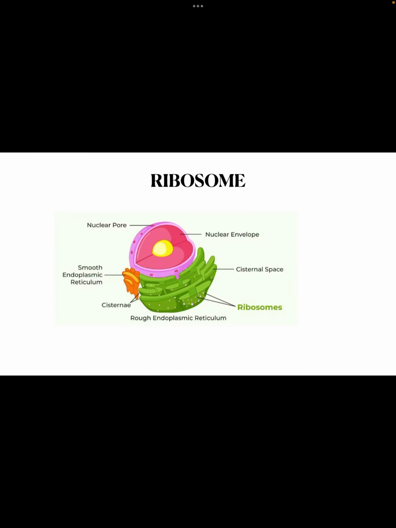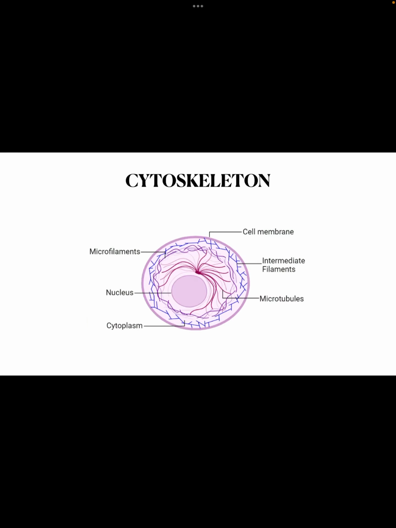And ribosomes are composed of RNA and different proteins. These are the site of protein synthesis. They are bound freely in the cytoplasm and on the outer surface of the endoplasmic reticulum. Cytoskeleton is essential for all cellular movements. Microtubules determine the shape of the cell, intermediate filaments maintain the shape of the cell, and microfilaments, made up of actin and myosin, are responsible for contraction.